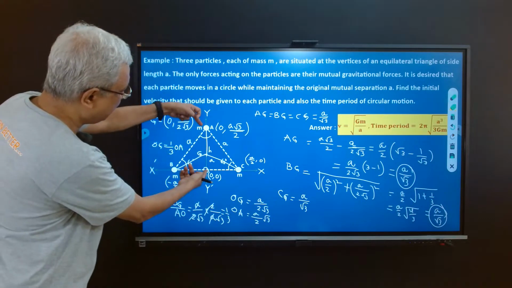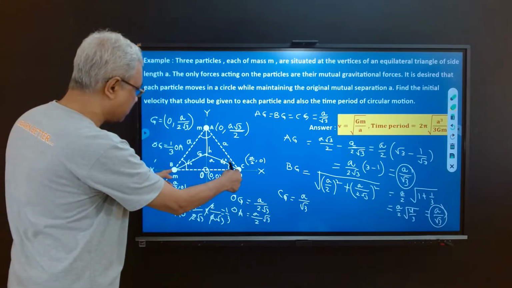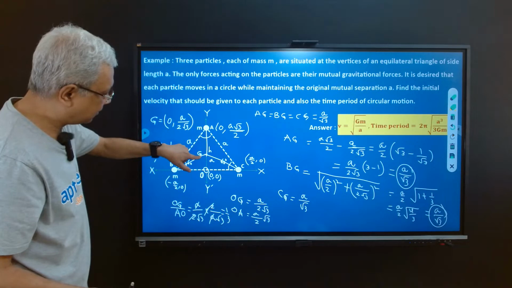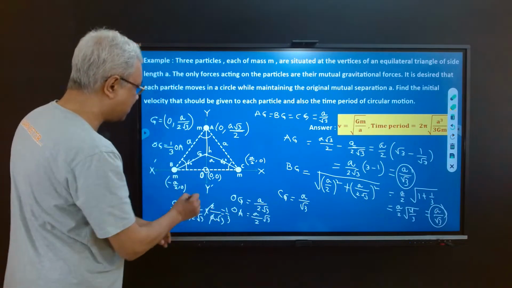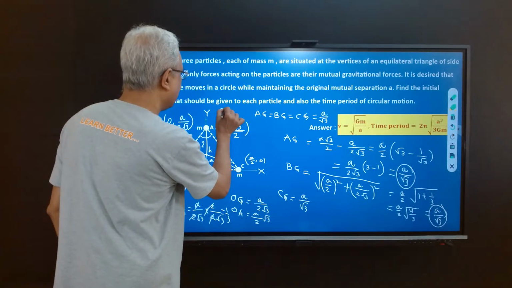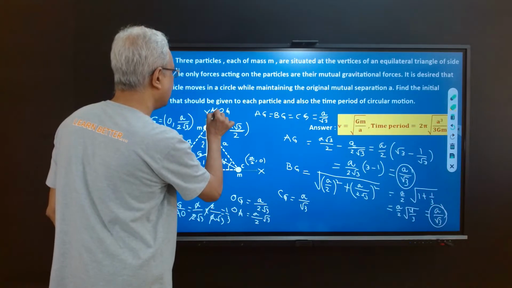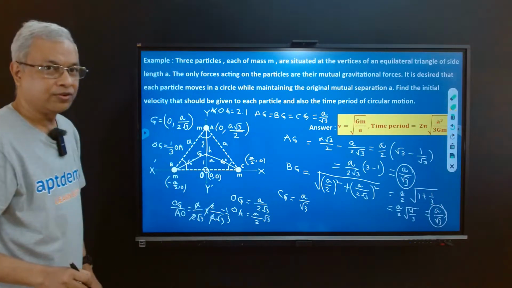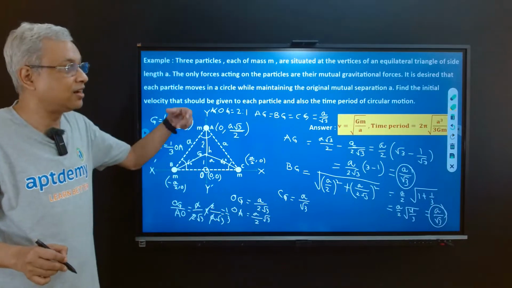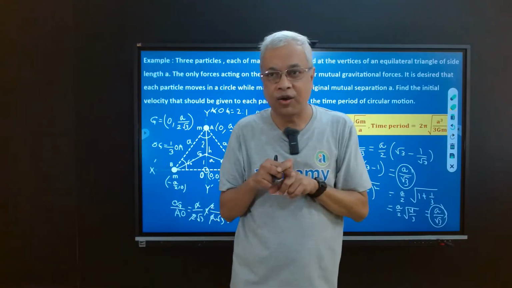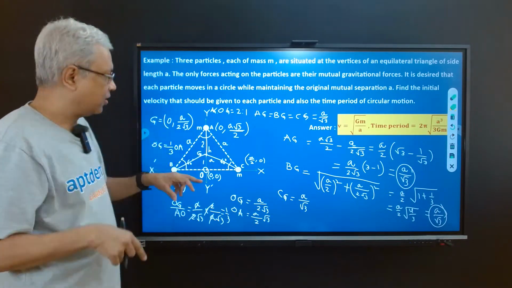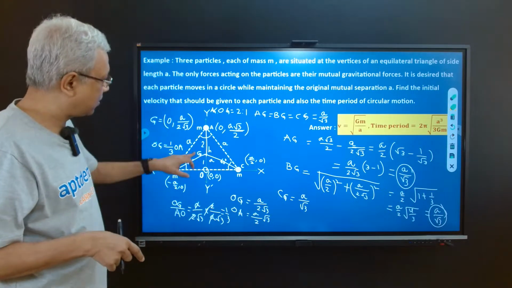But what is OA? O is the midpoint of this line BC, is it not, for equilateral triangle? So it is a median. And G cuts the median in the ratio, this side it is 2, this side it is 1. So actually AG is to OG is 2:1. So G happens to be the centroid also, where centroid of a triangle means where the three medians of the triangle intersect. So this is the centroid of the triangle ABC.